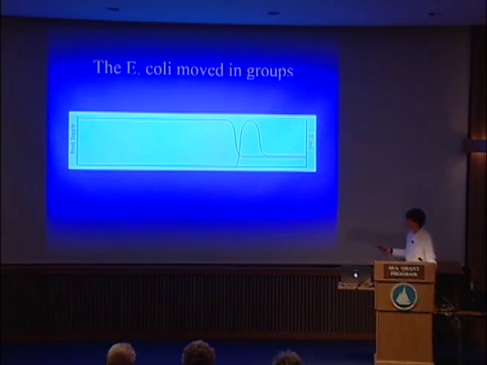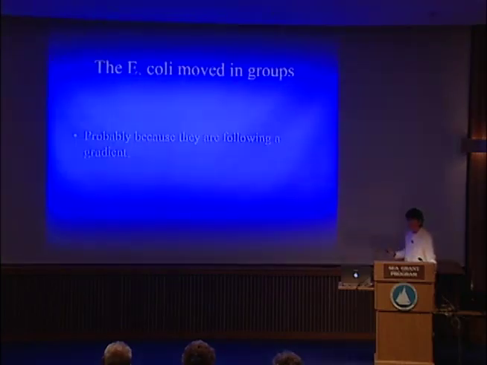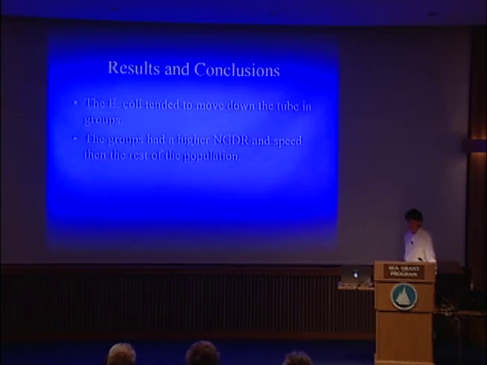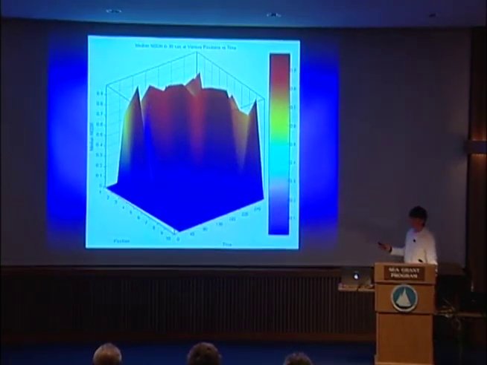This gradient was detected by the E. coli, and they moved up it, down the tube. As they were moving up the gradient, they were depressing the nutrient supplies. They were eating, so they pushed the gradient back and kept following this moving gradient down the tube all the way to the end. So they probably moved in groups because they were following a gradient.